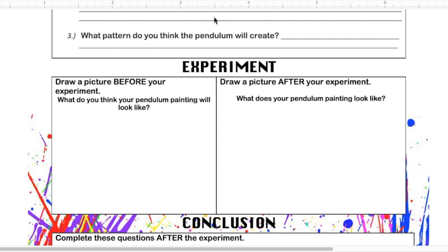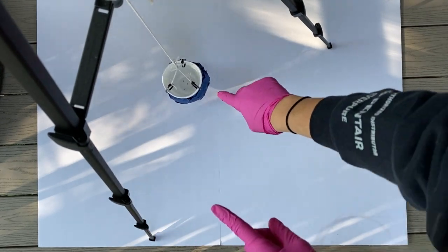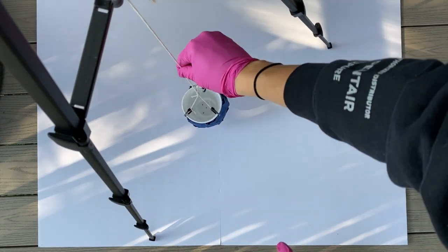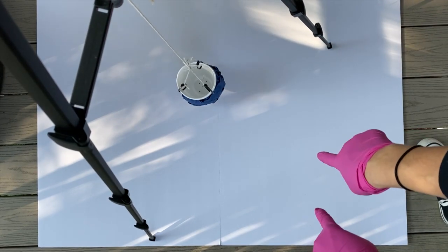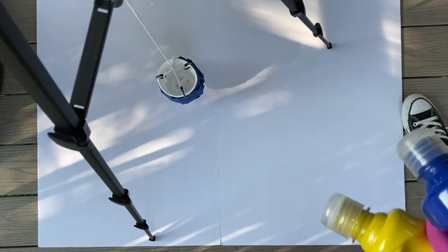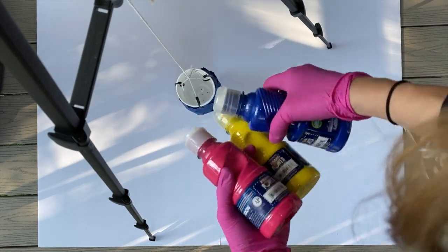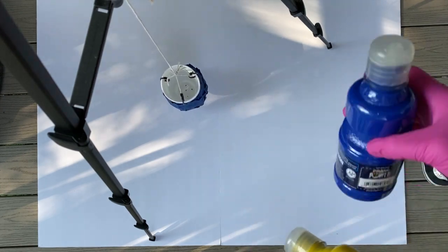Then, students will go into groups and actually complete the experiment themselves. At each student station, there will be a pendulum already set up, with paper provided for each student to create their own pendulum painting. Washable paints will be provided, and students can pick their favorite color to put in the pendulum to create their painting.